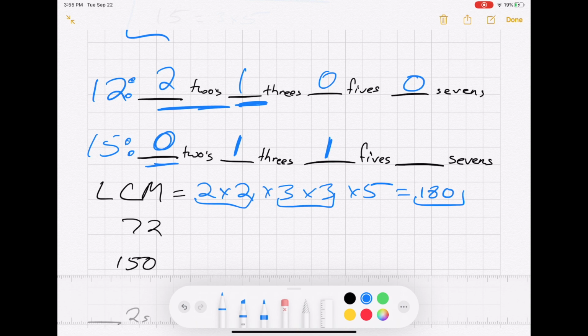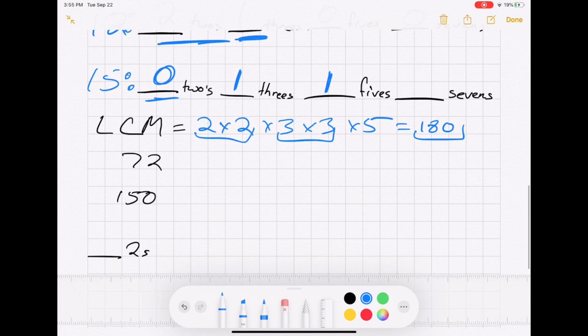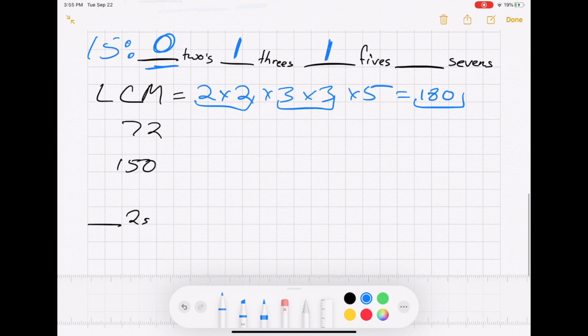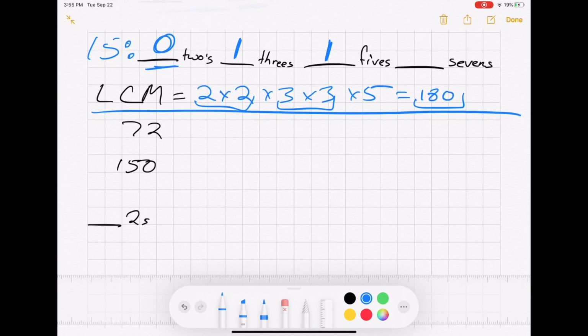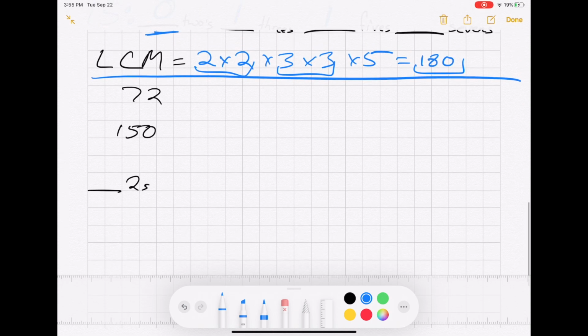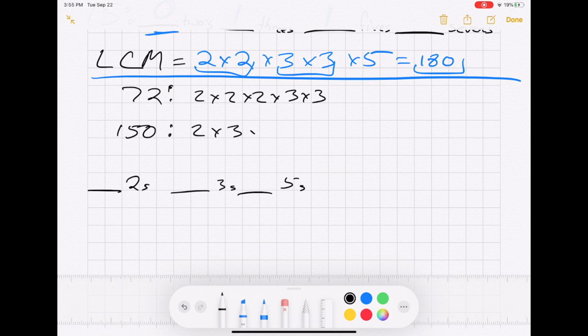All right. So I want you to try that. Let's draw a thing here with these two numbers. All right, so for 72, I have 2 times 2 times 2 times 3 times 3. Okay, and for 150, I have 2 times 3 times 5 times 5.